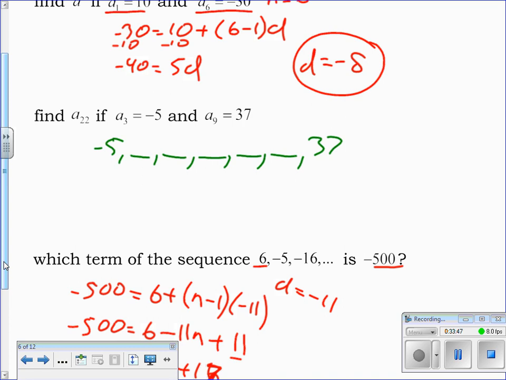Set it up just like you found the arithmetic mean. So 37 minus negative 5, divided by 1, 2, 3, 4, 5, 6. Divided by 6. So 37 minus negative 5 is 42. 42 over 6 is 7. So my D is 7. Now I know my D. I know a number in there. I can find the first number and go from there. So it's a lot easier way of figuring things out. Does that make sense? Okay.